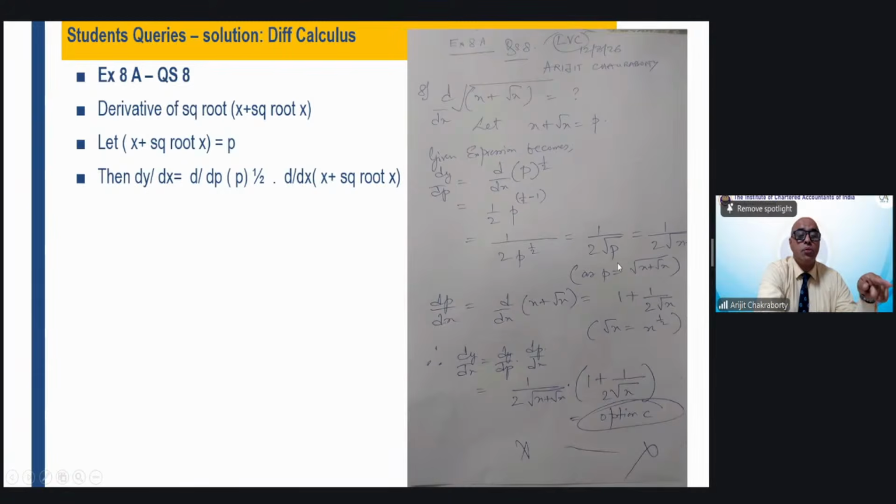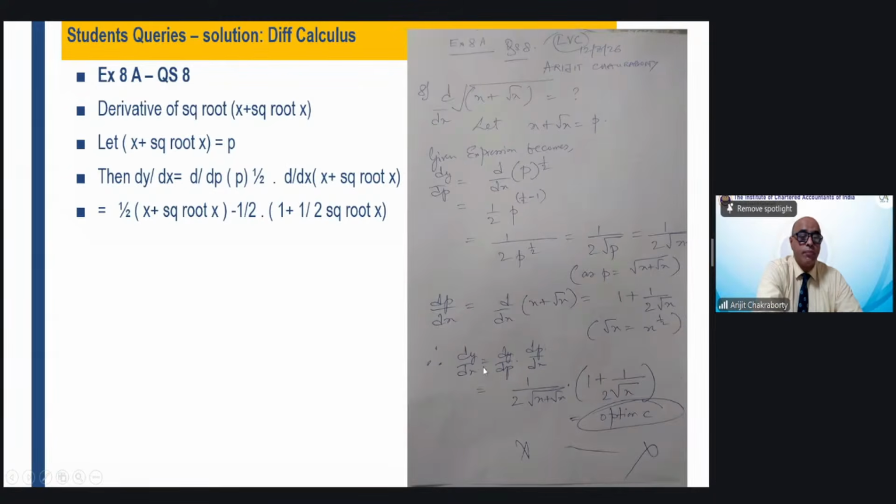But then we know that p is equal to x plus root x. So therefore, we are writing 1 by 2 square root of x plus square root of x plus root x. So this dy by dp is done. Now dp by dx, we have to now differentiate x plus root x, the second part. If you differentiate, d/dx of x is 1. And d/dx of root x is 1 by 2 root x, that means 1 by 2 x to the power minus half.